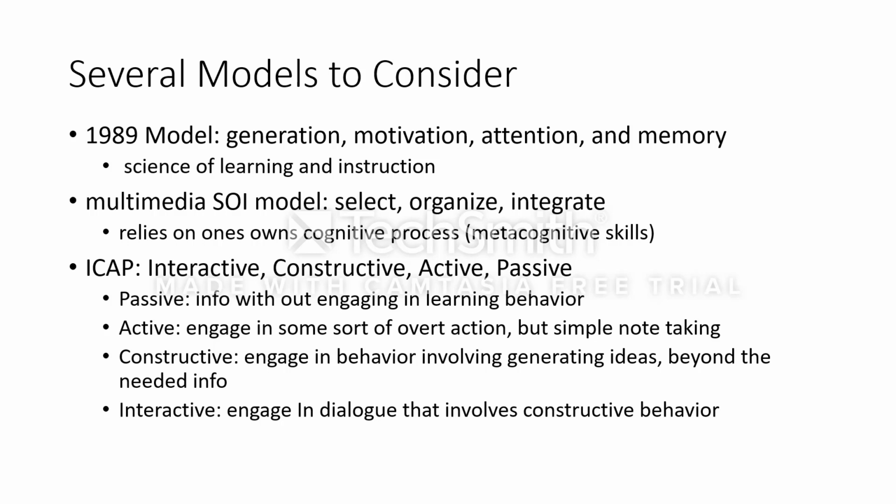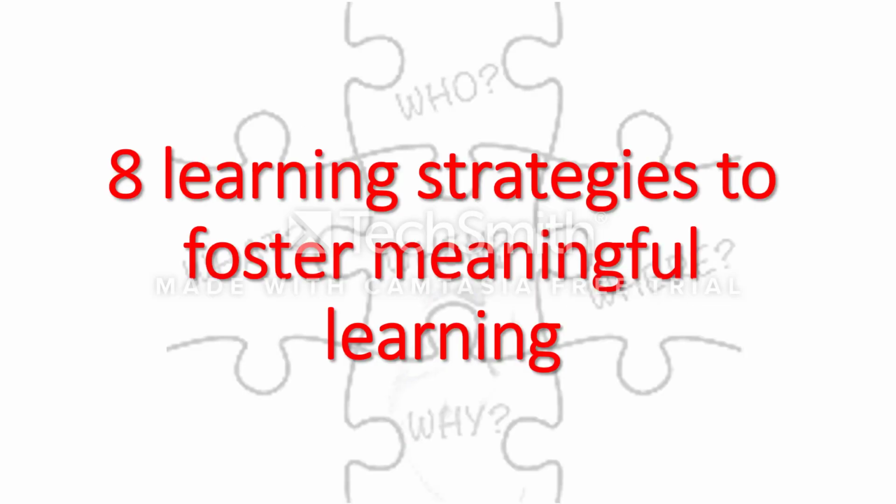Passive is information without engagement in learning behavior, so lecturing. Active is engaging in some sort of overt action, like simple note-taking. And then constructive is engaging in behavior involving generating ideas beyond the needed information. And then interactive is engaging in a dialogue that involves that same constructive behavior. Students are going to get more out of your constructive and interactive lessons than they would out of a passive or active. So teachers need to know which one they're engaging.